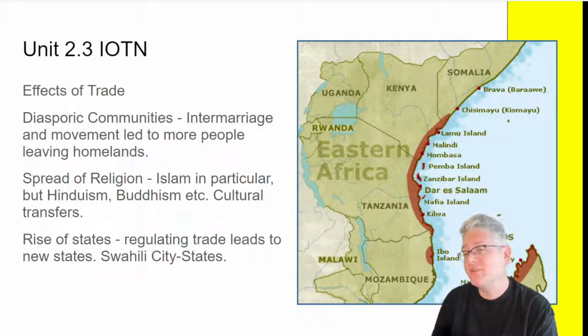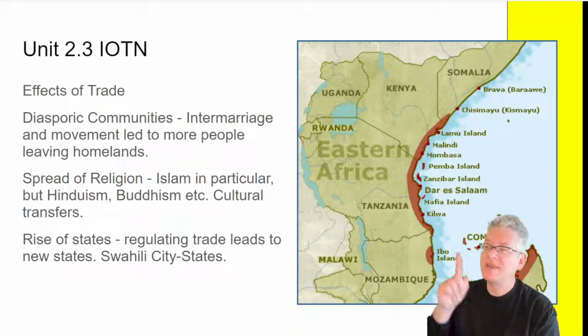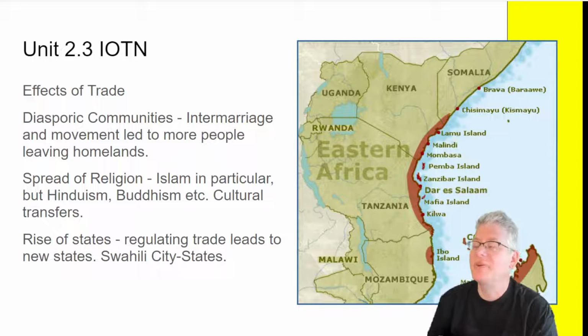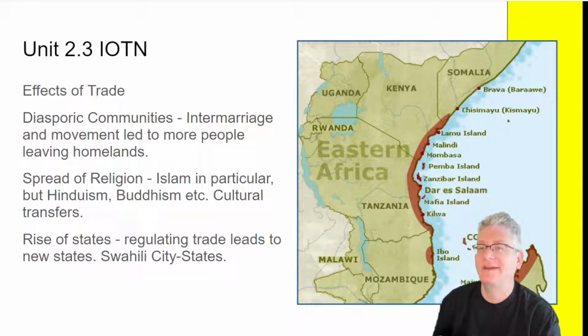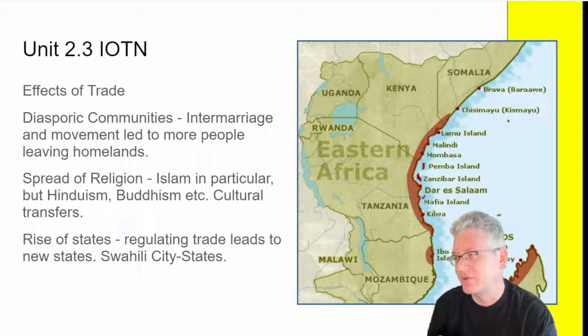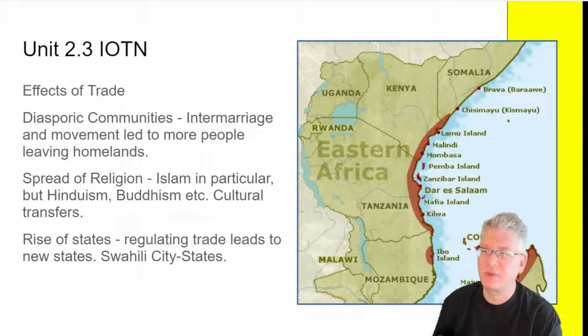We also see the rise of new states regulating trade. It means that these areas are going to become more sophisticated, and that leads to new states, such as the Swahili city-states. That is this map right here above me. This little area right along the coast is going to be a major area for trade, in particular Kilwa here, and there are a couple of others along the way. Those are important cities. They're not organized into a civilization. It's not really a kingdom, but they do have similar trading rules as well.